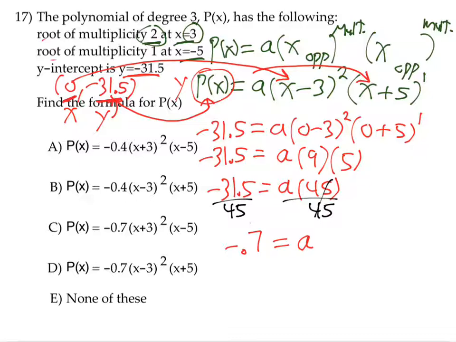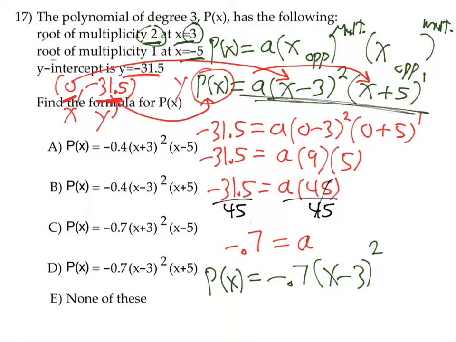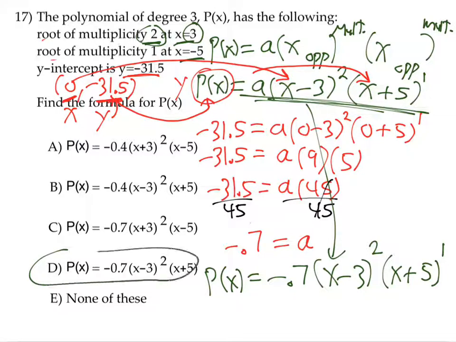So there we go. Our function p of x, which is a, so that's negative 0.7 times x minus 3 squared, just bringing it down from right here, times x plus 5 to the first. So it's this one, isn't it? There it is.